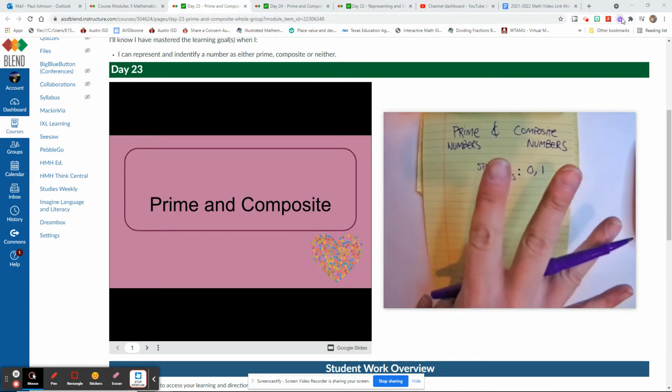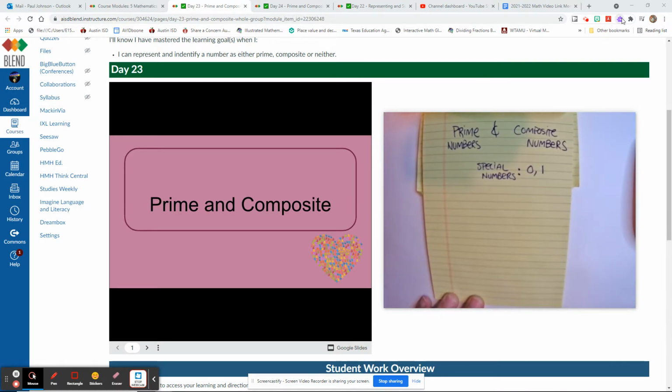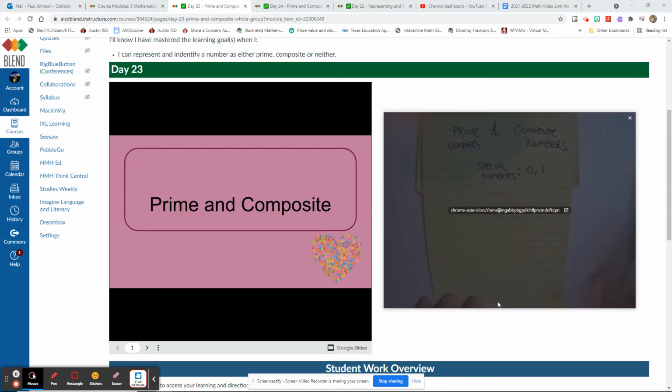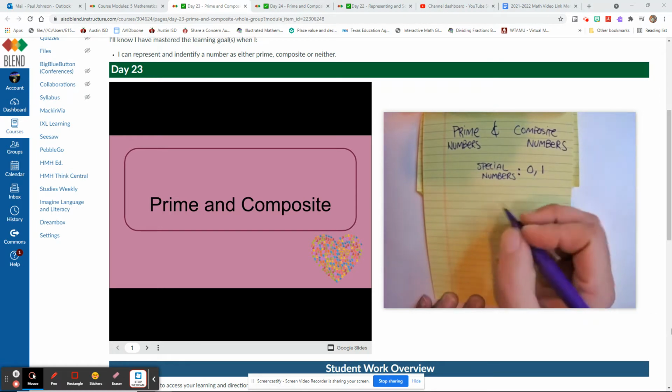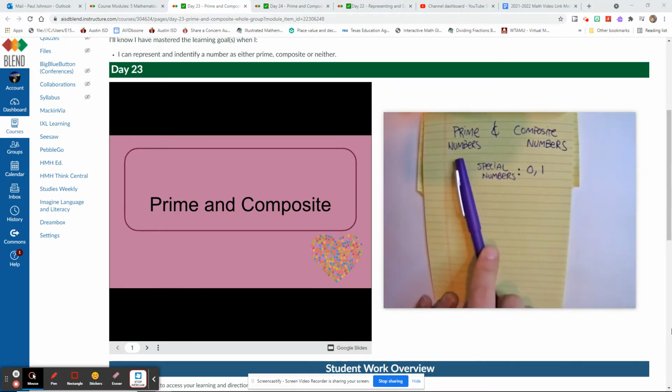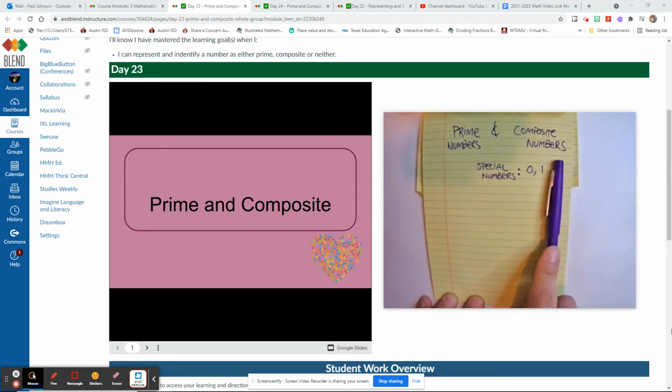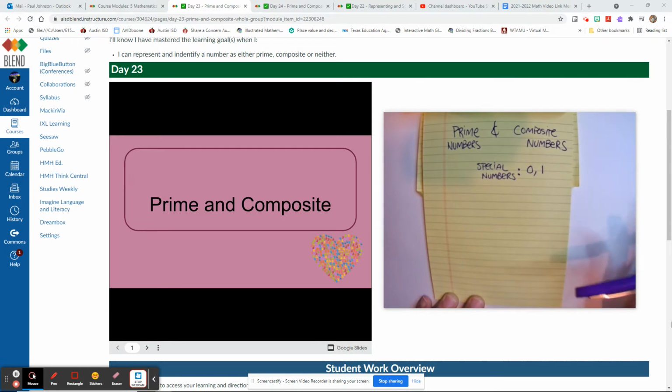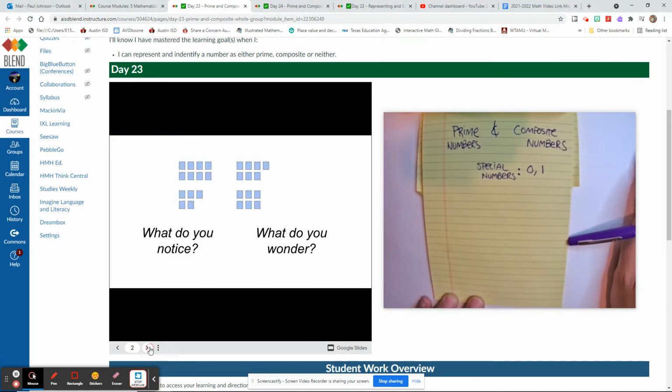The rest of the whole numbers that you have ever heard of can be put into either category, prime or composite. So today we're going to figure out how we can tell if these numbers need to be in the category of prime or in the category of composite. So let's check it out.